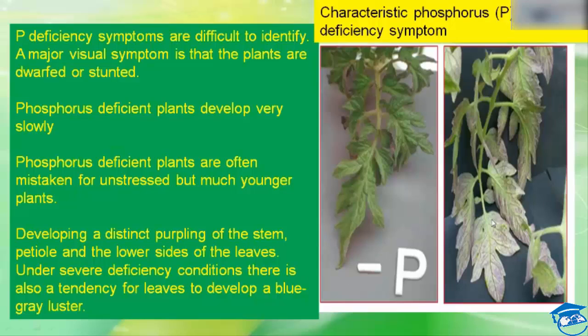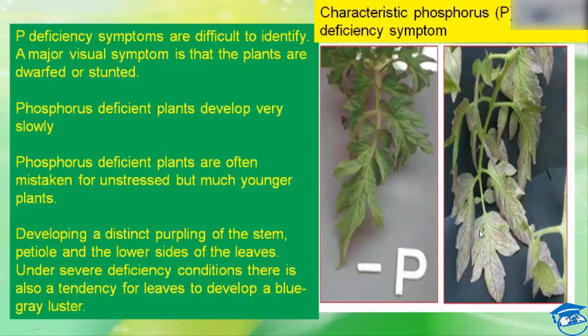As you can see, the entire leaf has become purple in color because of the accumulation of anthocyanin pigment in the vacuole of the cell. Purple color appears on the leaf. So distinct purpling is seen on the lower side of the leaf. See, this is the lower side of the leaf.